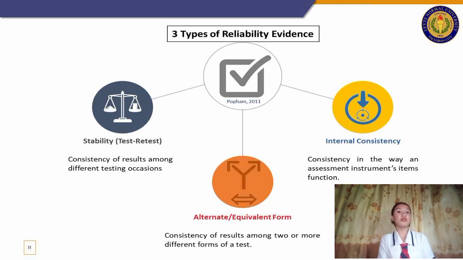So, these three types of reliability evidence provide a comprehensive framework for ensuring the dependability and consistency of assessment instruments. Internal consistency ensures coherence within a test. Stability checks reliability over time. And alternate or equivalent forms reliability ensures consistency across different versions. Each type plays a crucial role in establishing the overall reliability of an assessment tool.